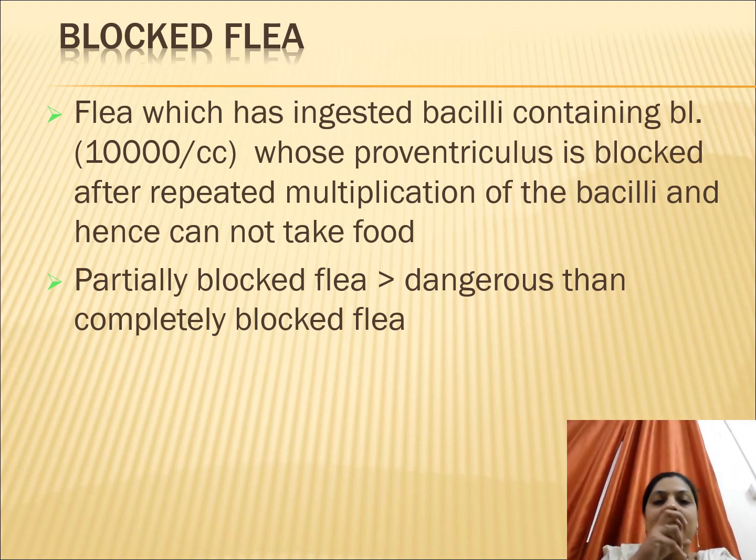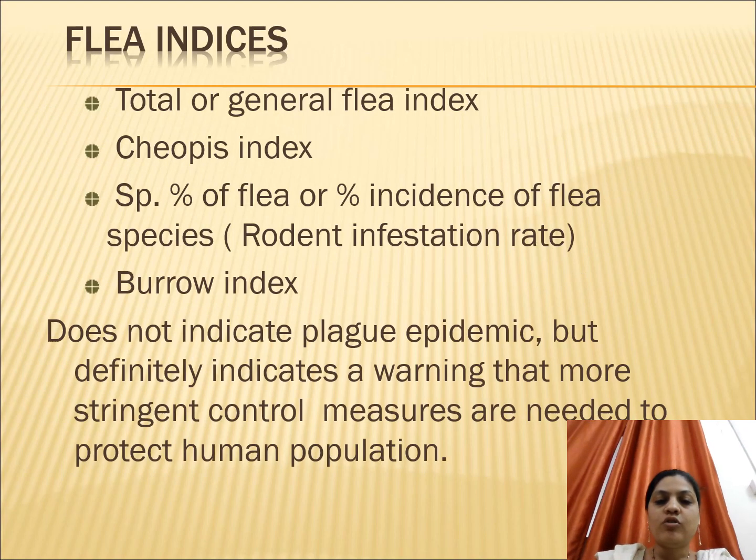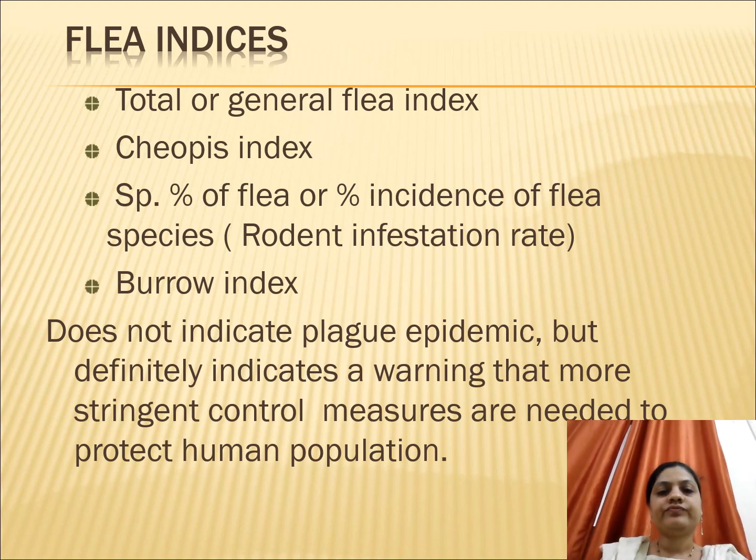So the rat flea, while sucking blood, also ingests the plague bacilli, and these bacilli then multiply in its proventriculus and completely block it, and then she is not able to take her food. The partially blocked flea is more dangerous than the completely blocked flea, because a completely blocked flea will eventually die of starvation, but a partially blocked flea will keep on biting others and transmitting the infection.